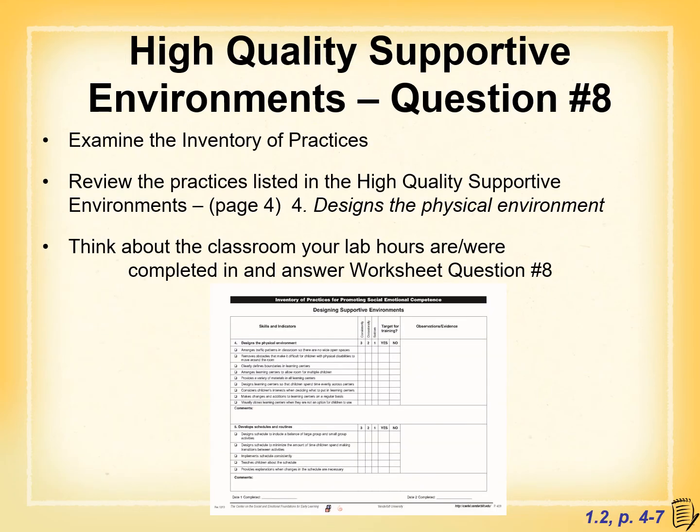So the last three questions on your worksheet are really going to involve thinking back into the environment where you did your lab hours before we had to shelter in place. This might be difficult because it recalls trying to remember how the room was set up, how many centers were there, how many large group spaces were there. And so it can be difficult.